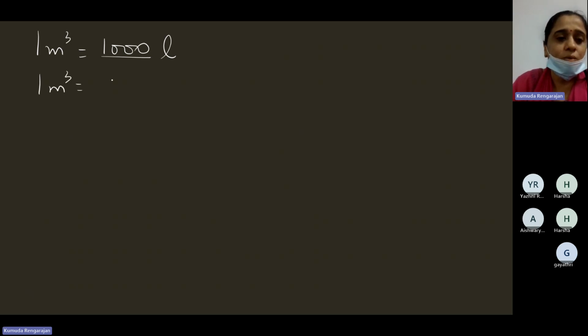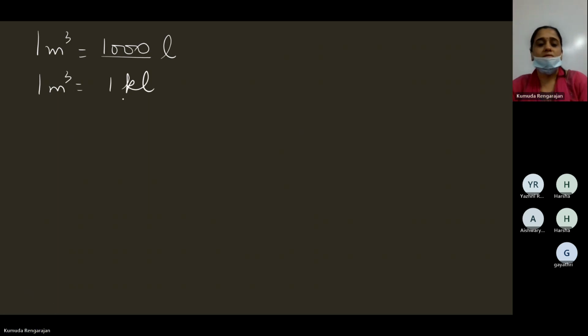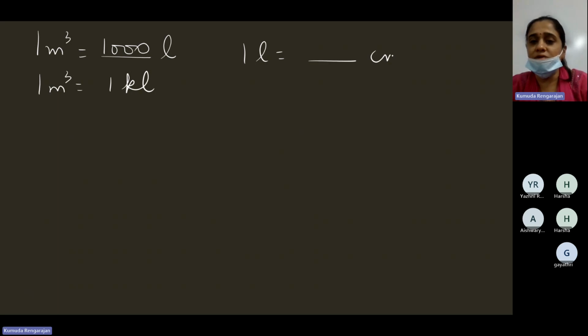Okay, complete this, children. 1 meter cubed is how many liters? 1,000 liters. 1 meter cubed is 1,000 liters, or 1 meter cubed is equal to 1 kiloliter. Both are the same. 1 kilo means 1,000. And then 1 liter is equal to how many centimeter cubed? 1,000. 1 liter is 1,000 centimeter cubed.